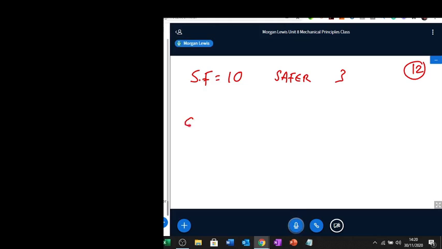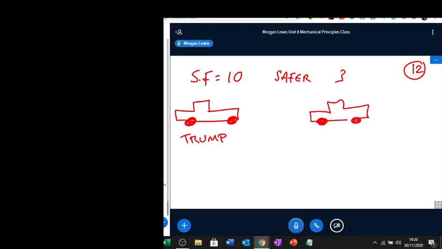So, Donald Trump's car may have a safety factor. Why would Donald Trump's big limousine need to have a safety factor of 10 compared to Lewis James's car? Lewis James's safety factor of his car is 3. Why would Donald Trump need a safety factor of 10? Bulletproof, right?